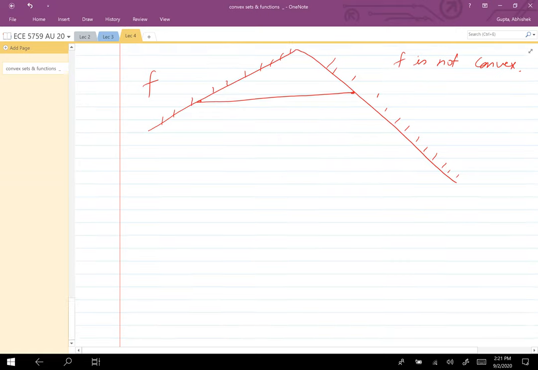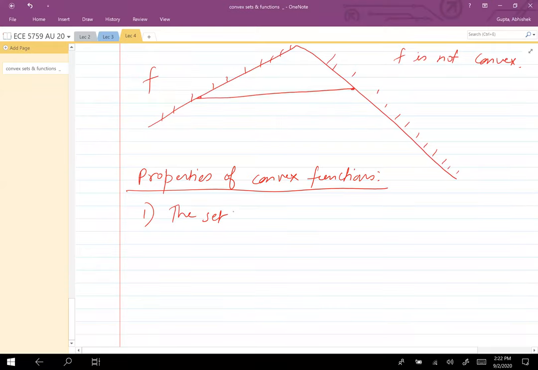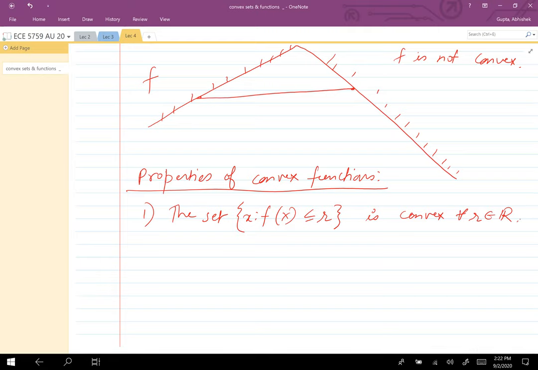There are some properties of convex functions which I wanted to list. So the first property is the set of x such that f(x) is less than or equal to r is convex for every r in the real line. This is known as the sublevel set. If f is a convex function, then the sublevel sets of the function f are also convex.